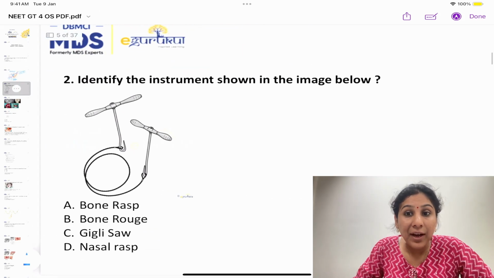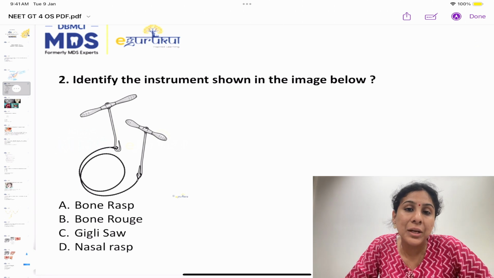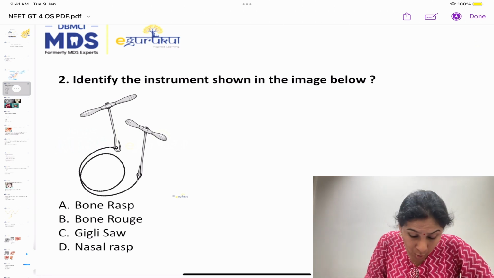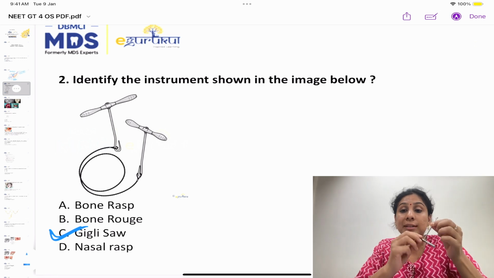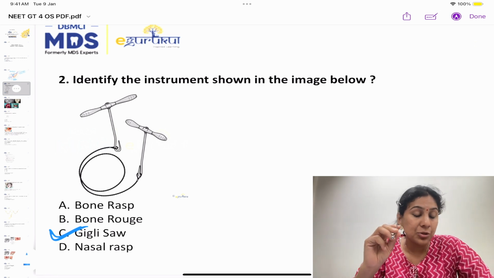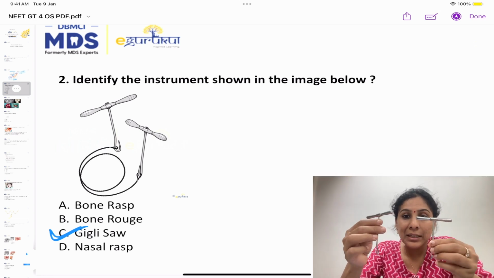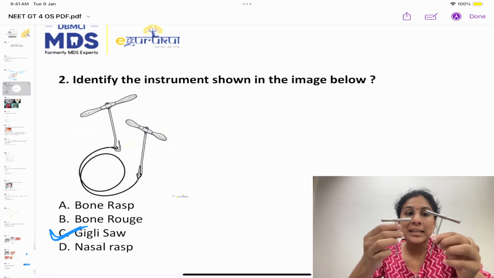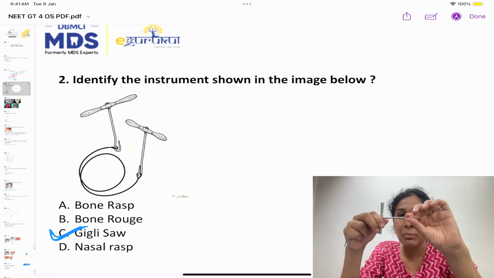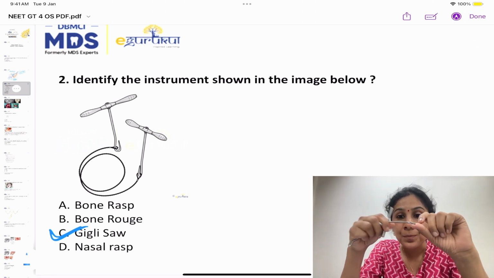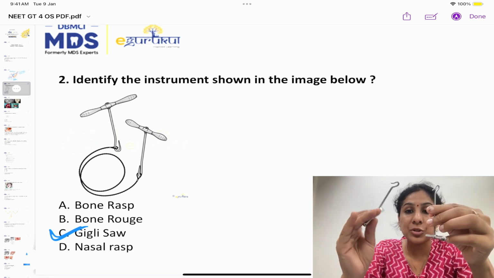Okay, identify the instrument shown in the image below. Now, many times we have discussed this question that it's a Gigli saw. Alright, I thought this is a good opportunity that I show you the Gigli saw that I usually show in the morning motivation session. Okay, so these are the paired handles of a Gigli saw. Alright, it's a T-bar, a T kind of an instrument, a T handle, a thin straight metal handle and a hook. Alright, this is a hook. If you can all see, this is a hook and it's a paired instrument. So these are two hooks.